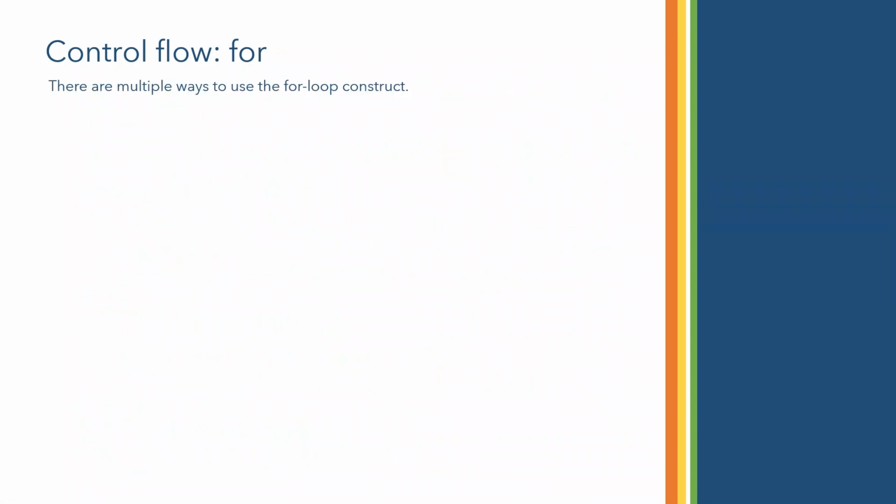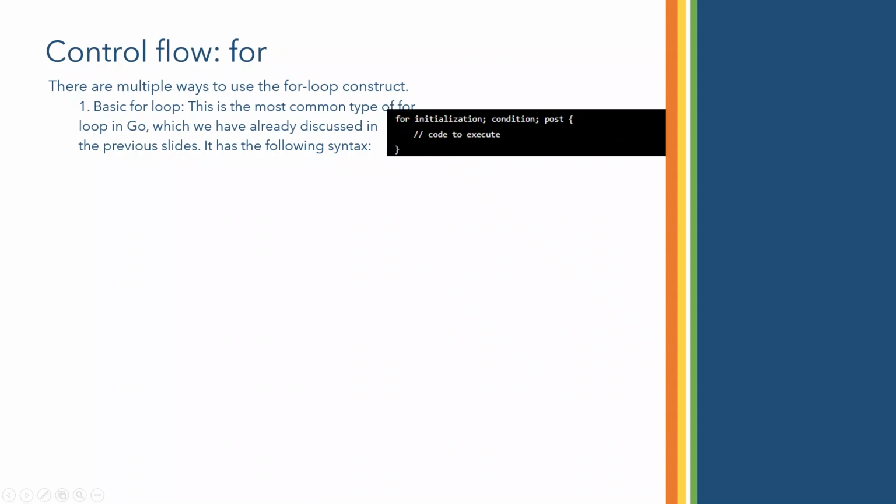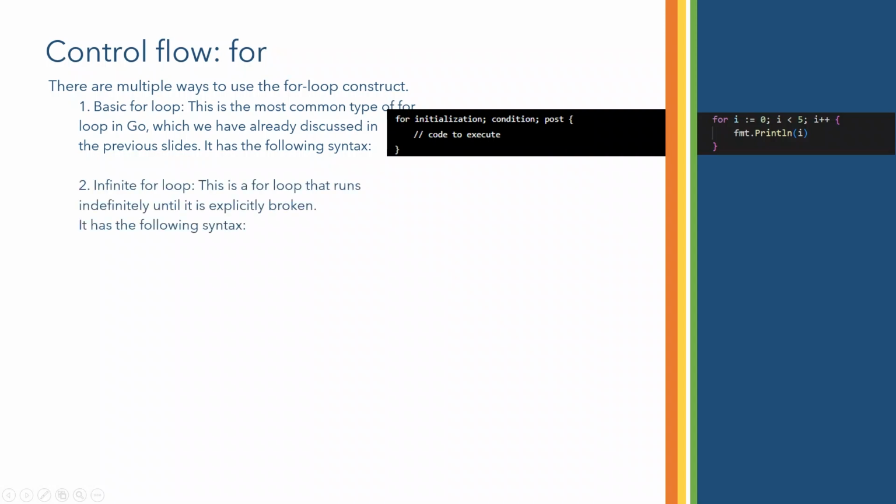Okay. There are multiple ways to use the for loop construct in Golang. First one is the basic for loop. This is the most common type of loop in Go, which we have already discussed in the previous slide. Its syntax is initialization, condition, post. We already discussed how it looks.